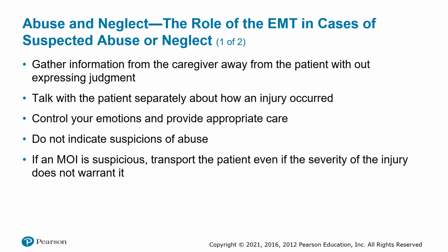Gather information from the caregiver away from the patient without expressing judgment. Talk with the patient separately on how the injury occurred. Control your emotions and provide appropriate care. Do not indicate suspicions of abuse. And if the MOI is suspicious, transport the patient even if the severity of the injury doesn't necessarily warrant it.